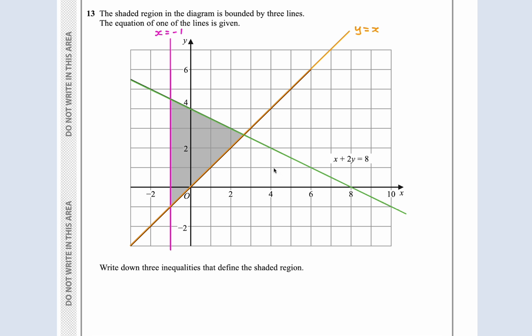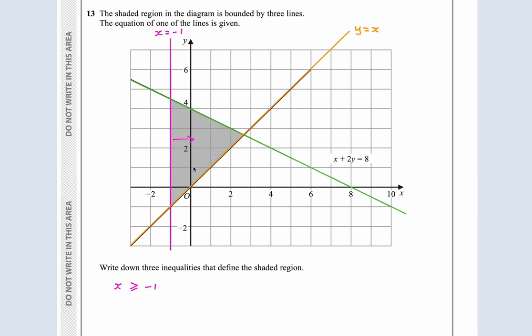Okay, so we want to write the inequalities that define this region here. So let's start with the pink one. The pink one, x is equal to -1. So x has to be greater or equal to, guys, because it's a full line. It would be a dotted line if it wasn't also equal to. So x is greater or equal to -1. I say greater or equal to because it's to the right of this pink line. So it's greater or equal to that.